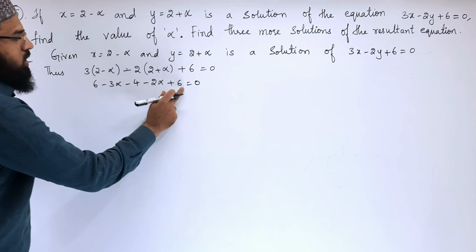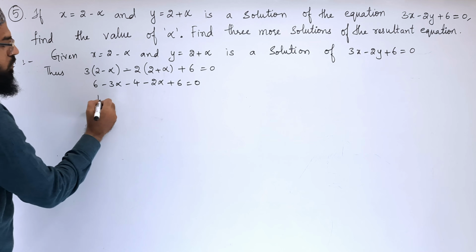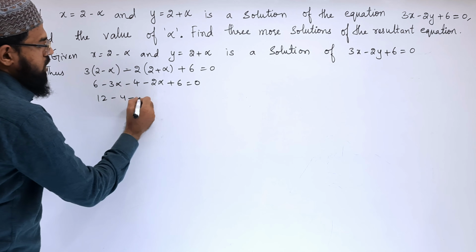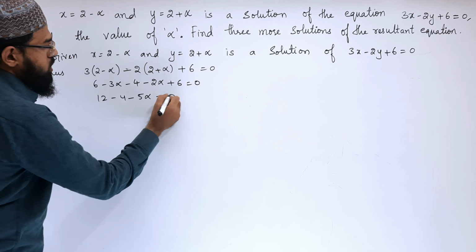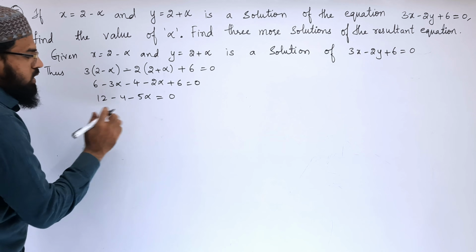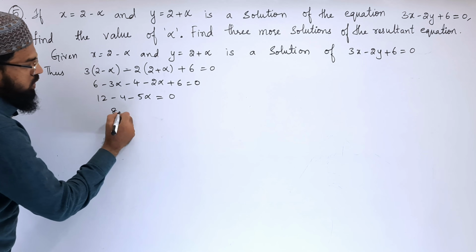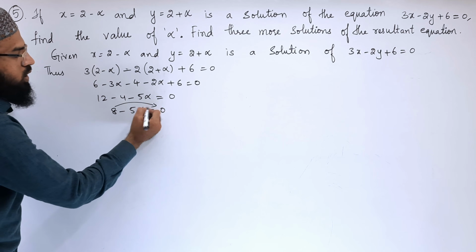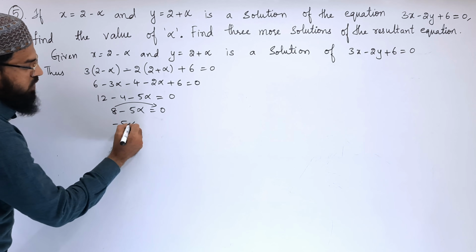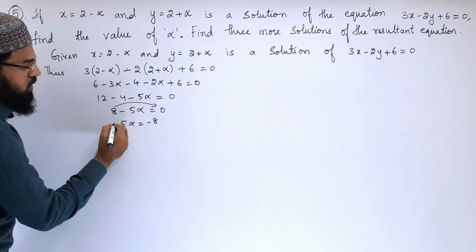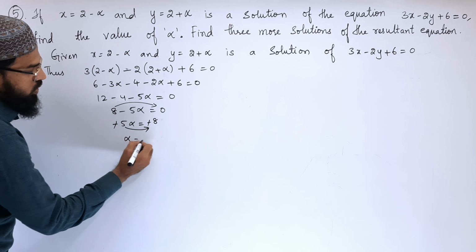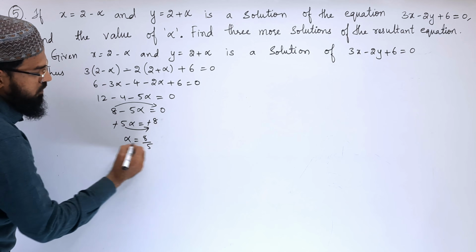So 6 plus 6 is 12. 12 minus 4 minus 3 alpha minus 2 alpha is minus 5 alpha is equals to 0. So 12 minus 4 is 8. 8 minus 5 alpha is equals to 0. 8 goes to that side, it will become minus 5 alpha is equals to minus 8. Minus minus cancel, 5 goes down. So alpha is equals to 8 by 5.